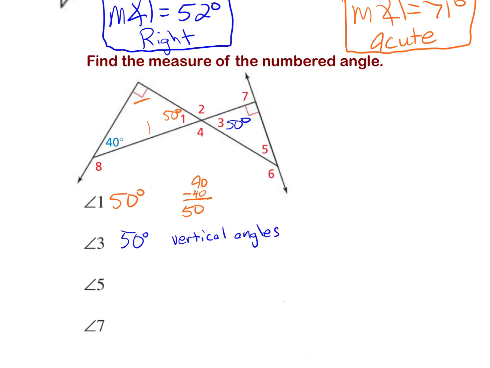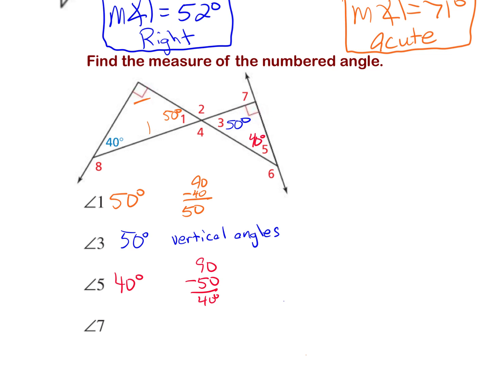Angle 5. Well, once again, we have a 90-degree, a right triangle. So these two are going to add together to equal 90. So I'm going to go backwards and say 90 minus the 50 is equal to 40 degrees. And then, oh, I need to put that in there, 40 degrees. Whoops.